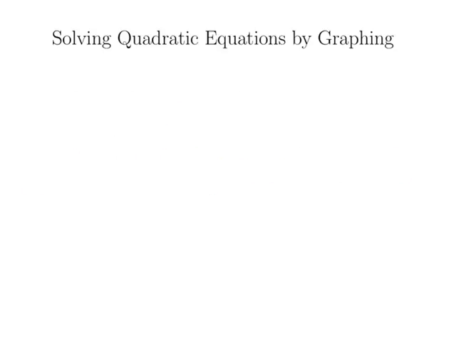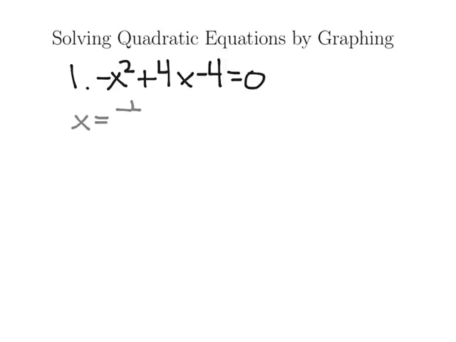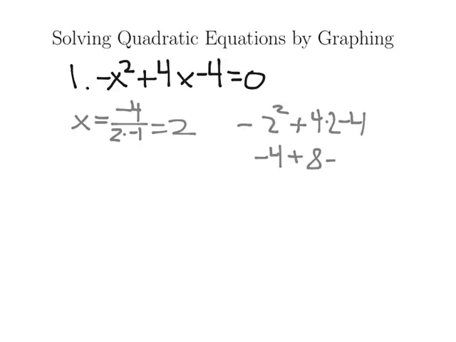Let's try some examples. So here I have some equation, and it has a quadratic function in there. So let's try graphing the quadratic function. First, let's find the vertex. The vertex has the x value of negative b over 2a, which is negative 4 over 2 times negative 1. And that's just 2. Now when I evaluate this function at 2, I get negative 2 squared plus 4 times 2 minus 4. And this is just negative 4 plus 8 minus 4, which is 0.